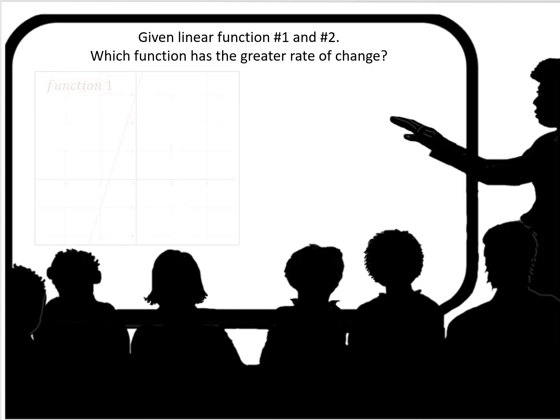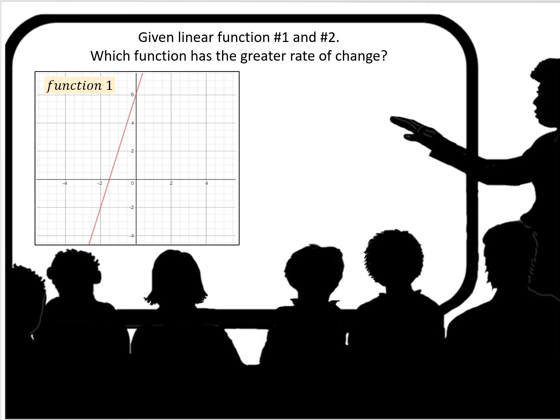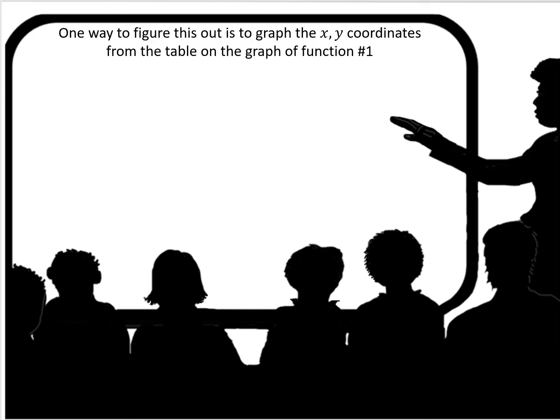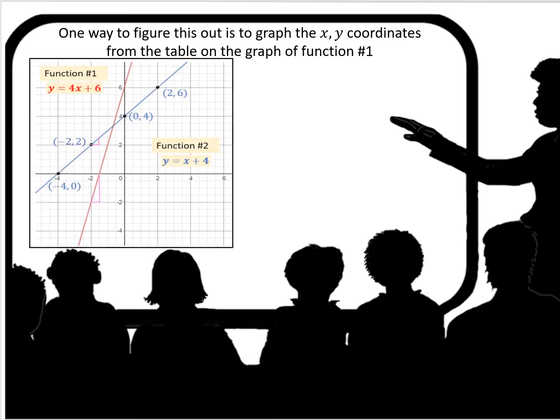Given linear function 1 and 2, which function has the greater rate of change? What does greater rate of change mean in terms of a graphed line? Well, it's the slope of the line. So there's a couple different ways you could solve this problem. One way to figure this out is to graph the xy coordinates from the table on the graph of function 1.